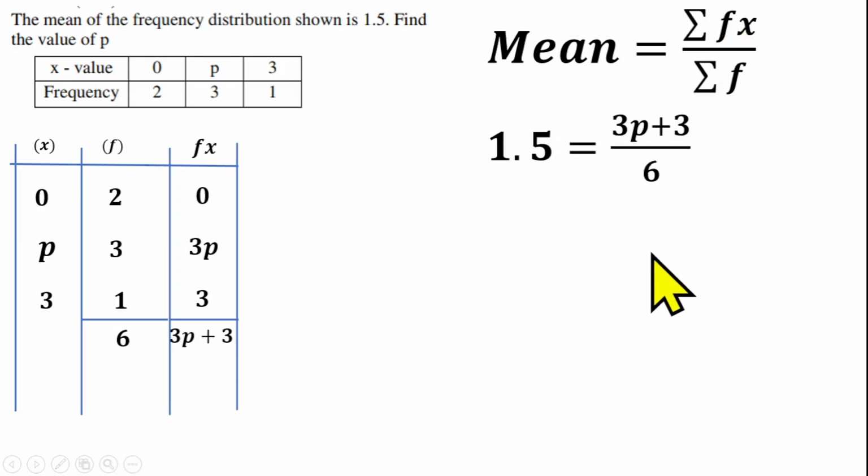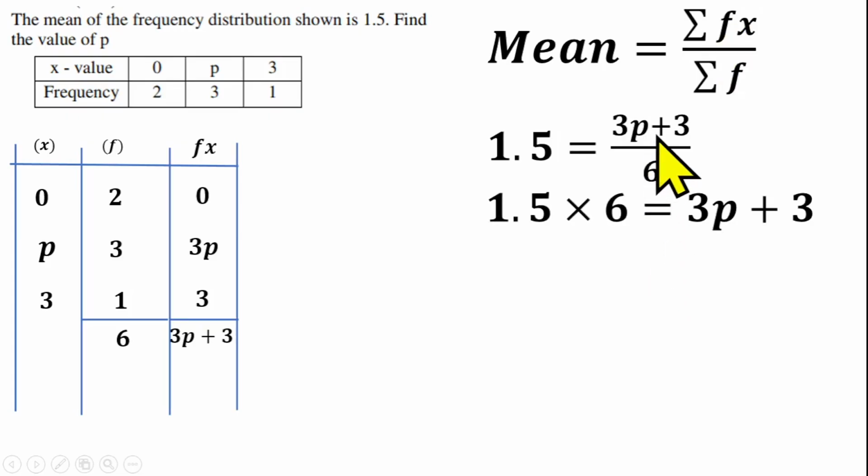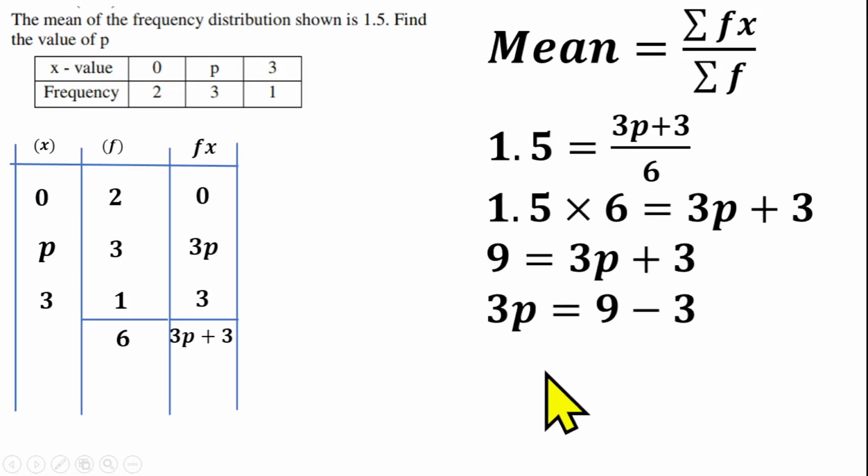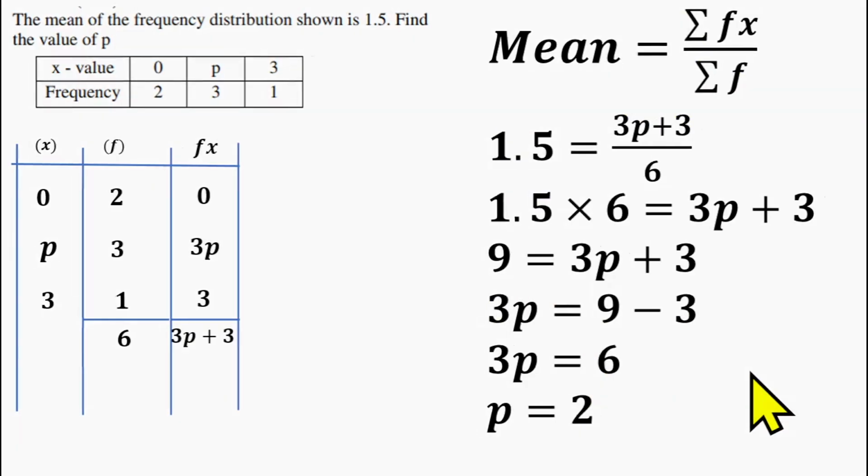From there you can cross multiply. So we will have 3p plus 3 equals 1.5 times 6. If you multiply this, that should give us 9 equals 3p plus 3. Collect the like terms, you will have 3p equals 9 minus 3. So that will give us 3p equals 6. p will be equal to 2 if you divide both sides by 3. So the value of our p here is 2, using the idea of the mean of group data without class interval.